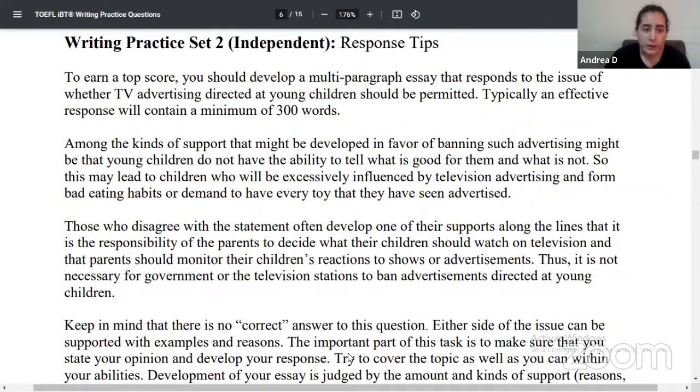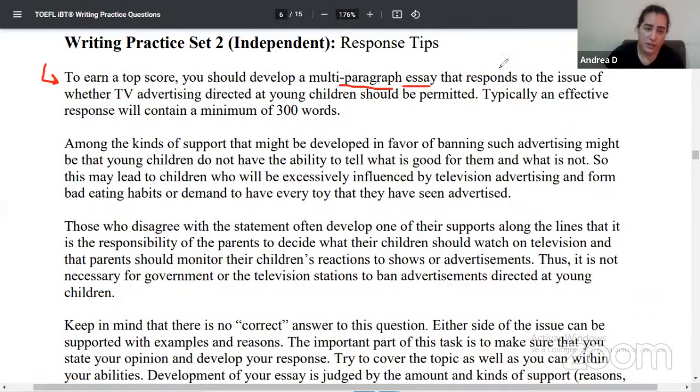So first thing they say is to earn a top score. So if you guys want to get a top score, you should develop a multi-paragraph essay. So first of all, you need to have more than just one paragraph, right? You cannot have only one single paragraph explaining why. This is not a speaking response. So it has to be an essay. It needs to be an essay.